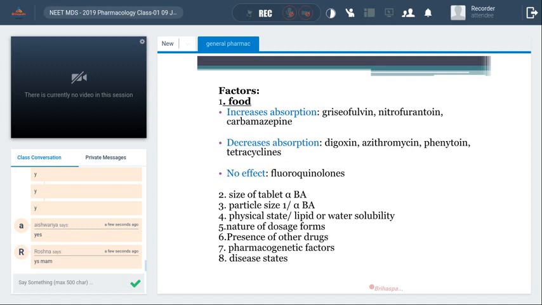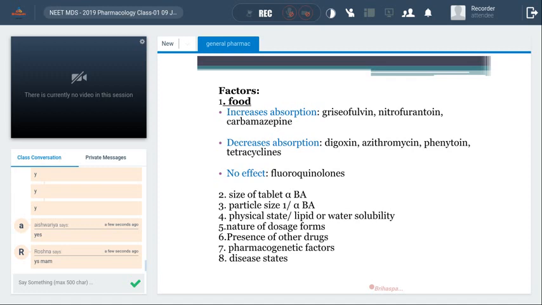So in this place, whatever effect you expect may not be produced because food is decreasing absorption of these drugs. Whereas food may not have any effect on this particular drug. That popular example is fluoroquinolones. Whenever the patient takes quinolones, food will not influence the absorption. Okay, these popular examples, please remember the effect of food with absorption.